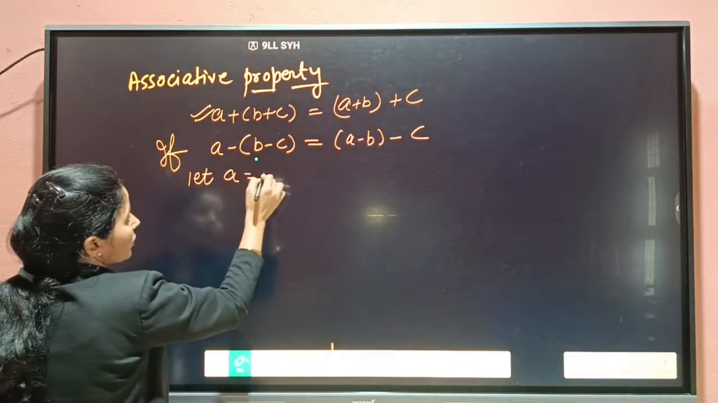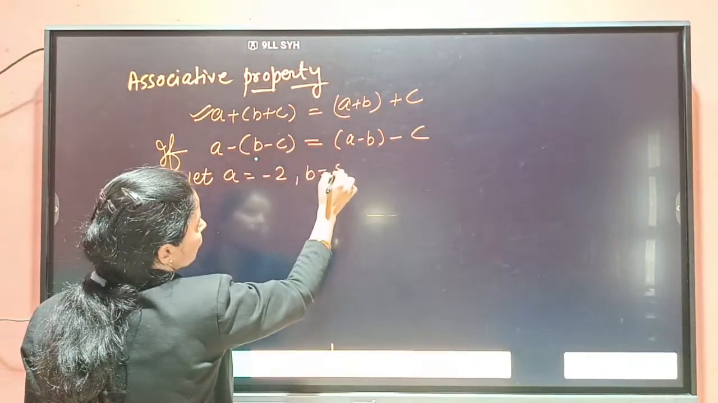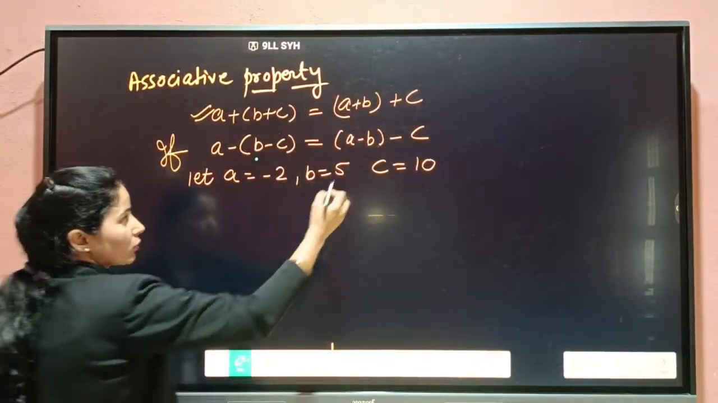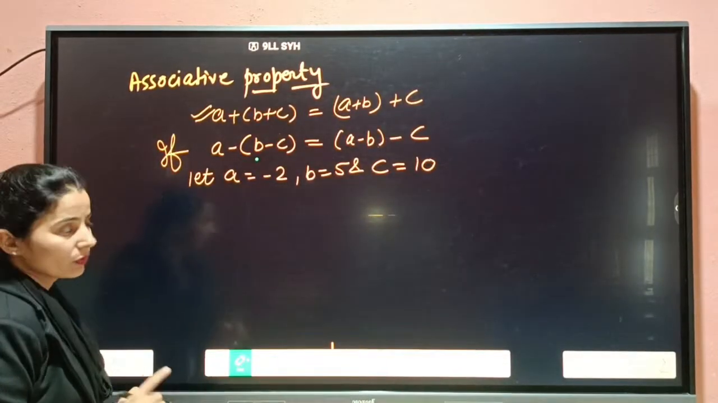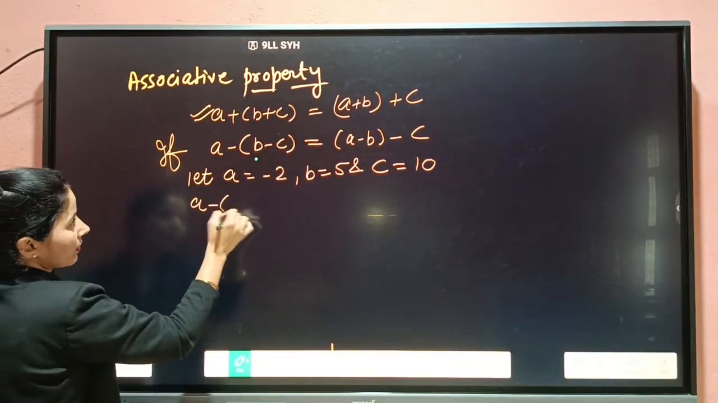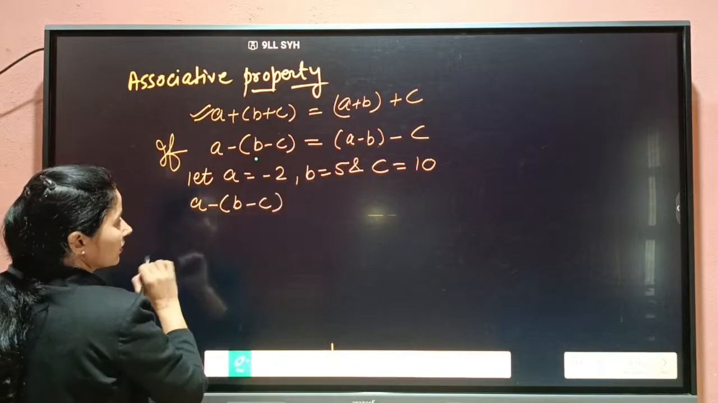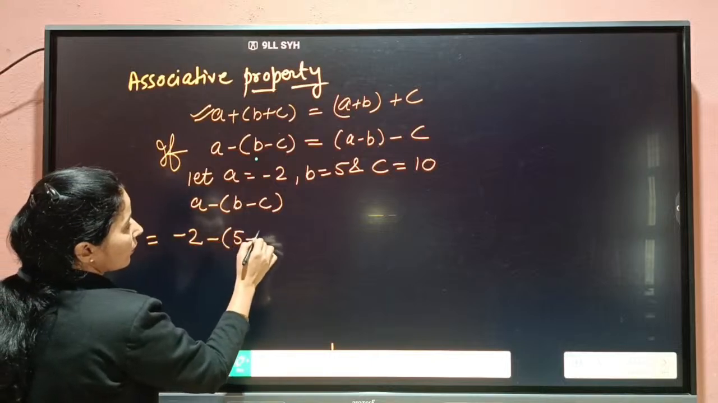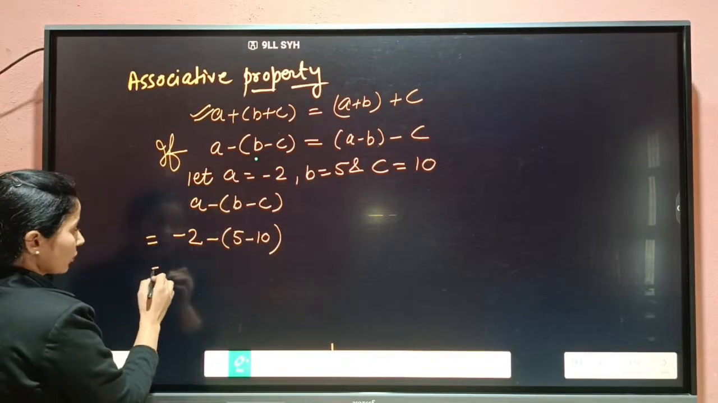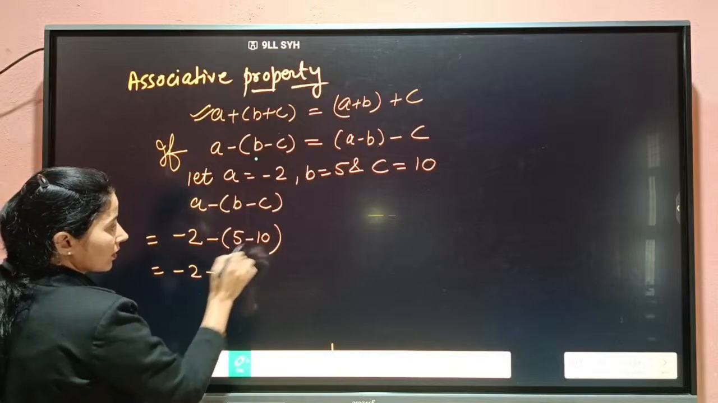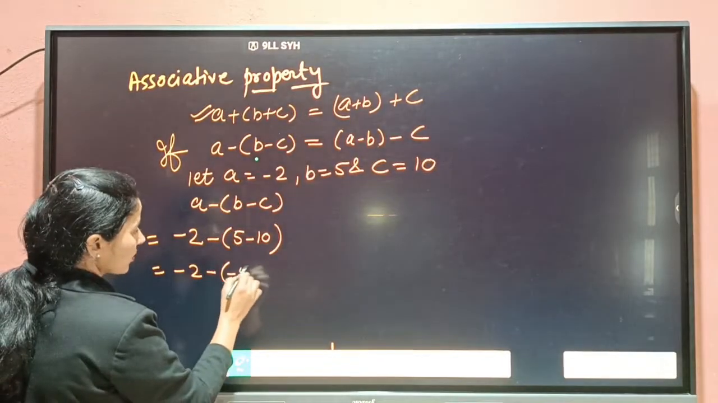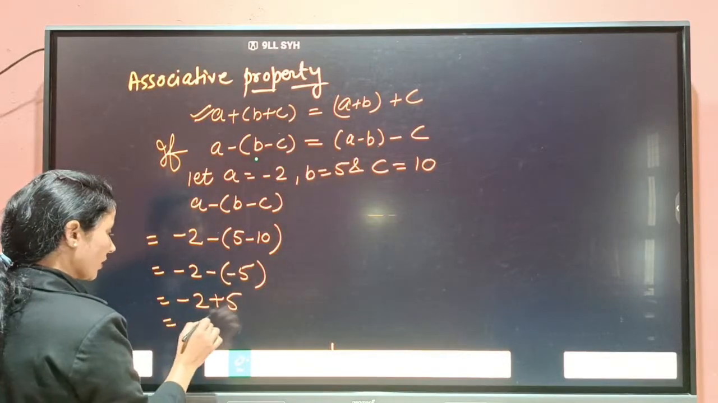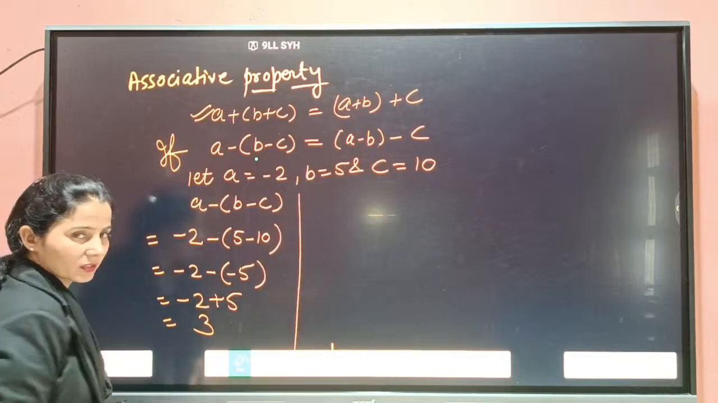Let A equal minus 2, B equal 5 and C equal 10. So A minus (B minus C). What is A? A is minus 2. What is B? B is 5. And what is C? C is 10. So it is minus 2 minus (5 minus 10), the bracket answer is minus 5. So this is minus 2 minus minus 5, which is plus. So the answer is 3.